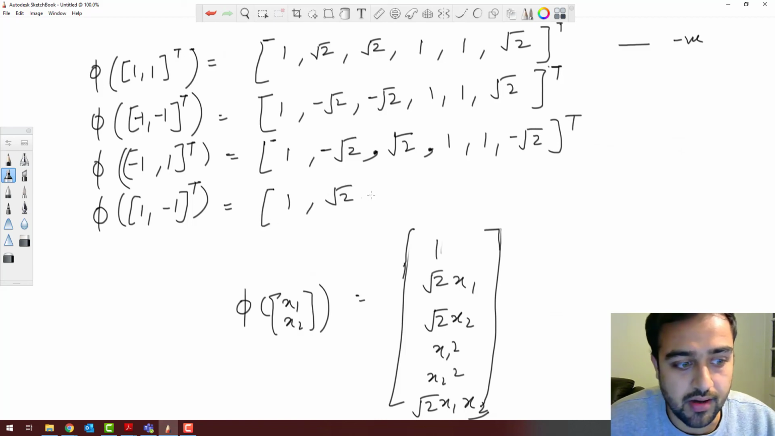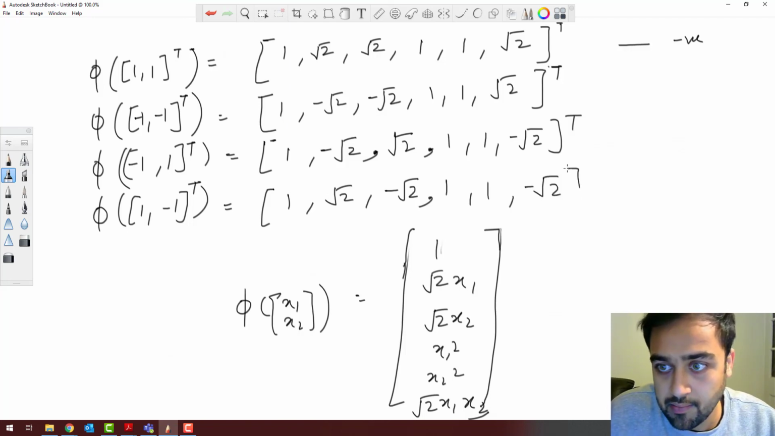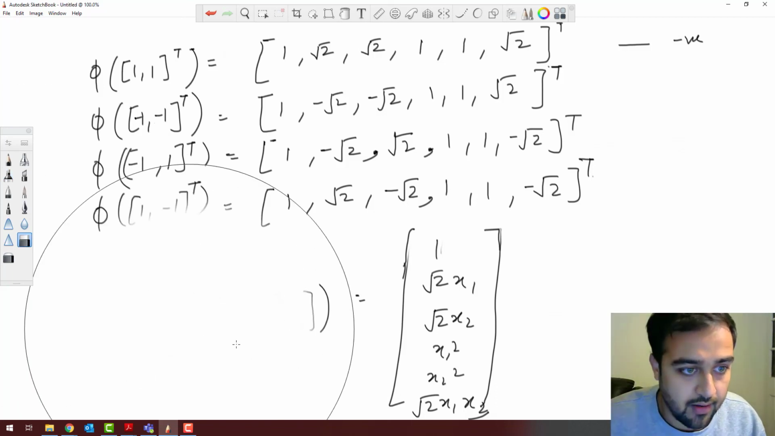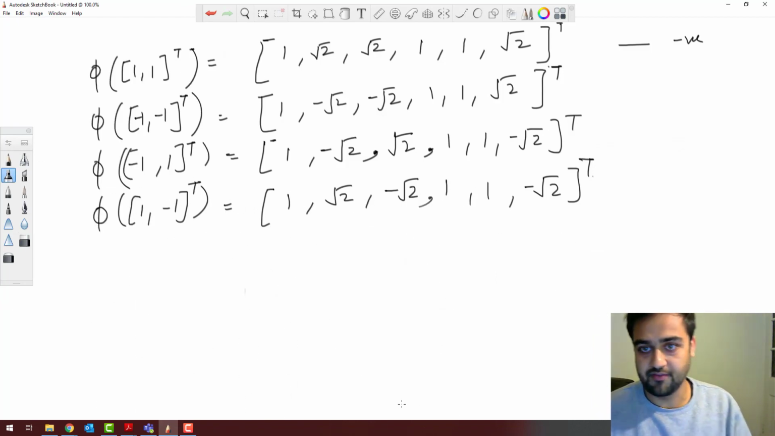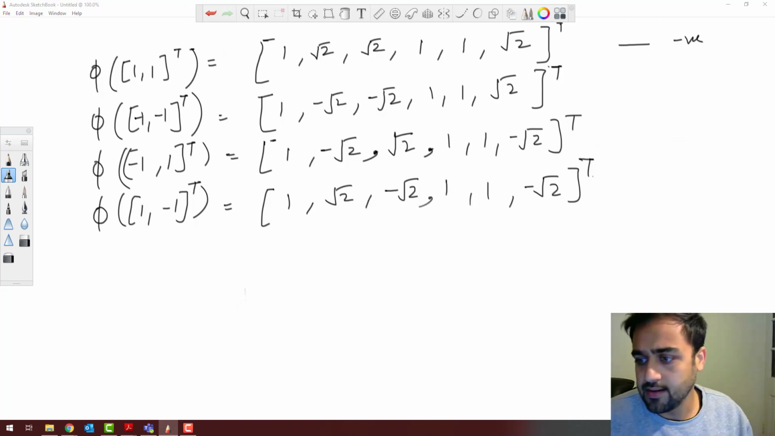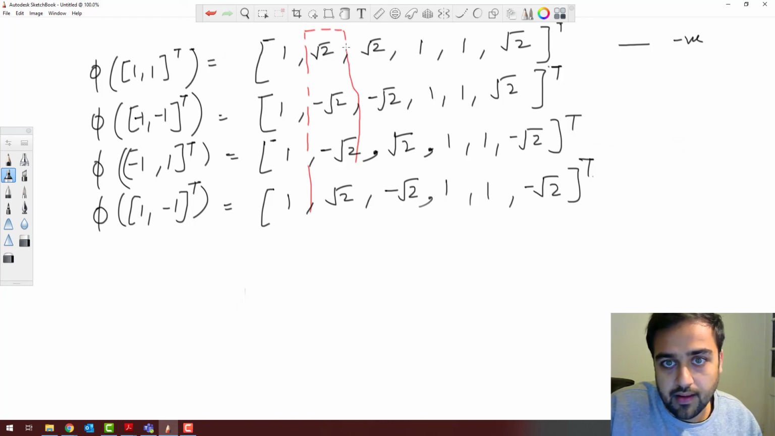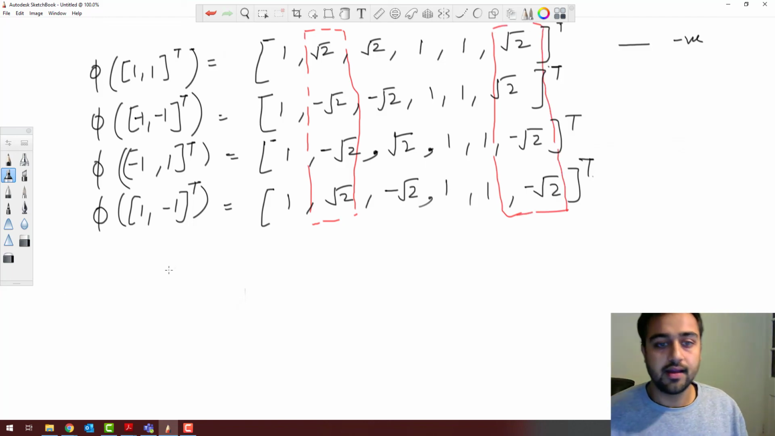And the last one would be [1, root 2, minus root 2, 1, 1, minus root 2] transpose, right? So we have converted our feature space from 2-dimensional to 6-dimensional feature space. Now, as it is impossible to plot a 6-dimensional plane if I draw it by hand, let's just consider these 2 points. Just see the red marking. I'm just considering these 2 features out of these 6 features in the 6-dimensional feature space, right?